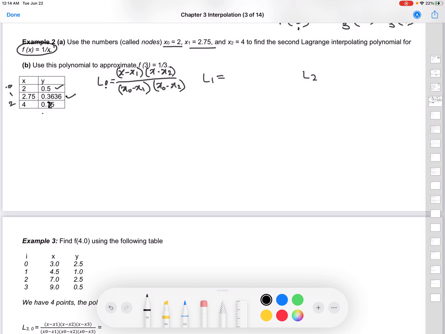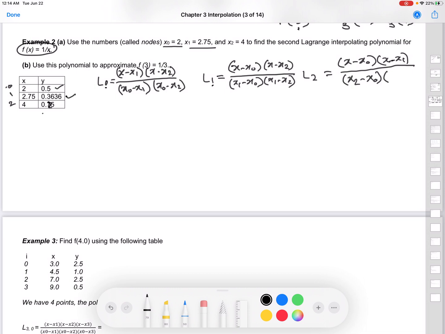Okay, the same pattern for L1. So on the top, x1 will not be on the top. X minus x0 and x minus x2, and we will divide by x1 minus x0, x1 minus x2. Okay, right now we want to calculate L2. So in the top, x minus x0, x minus x1, x2 is not in the top, and in the bottom we will have x2 minus x0, x2 minus x1.